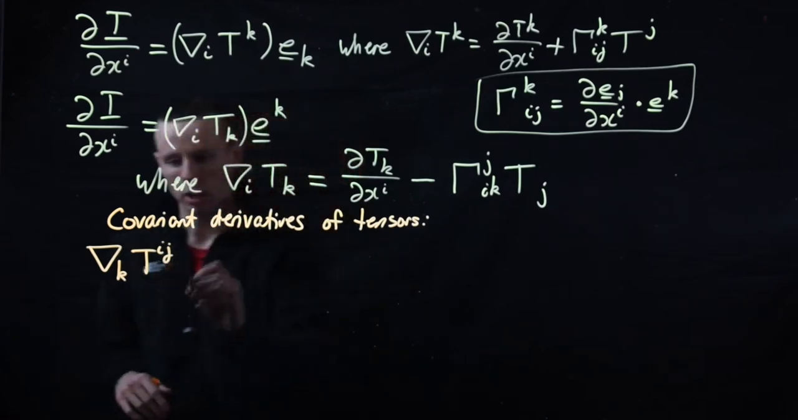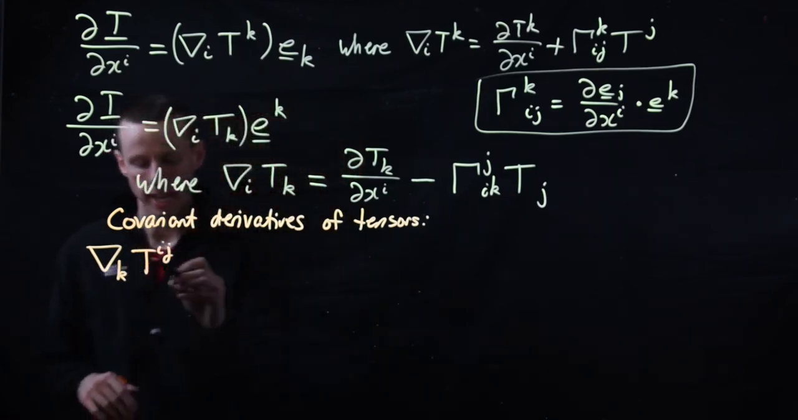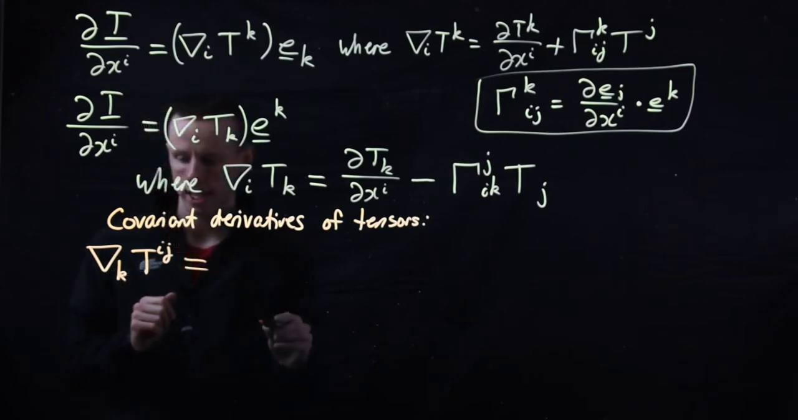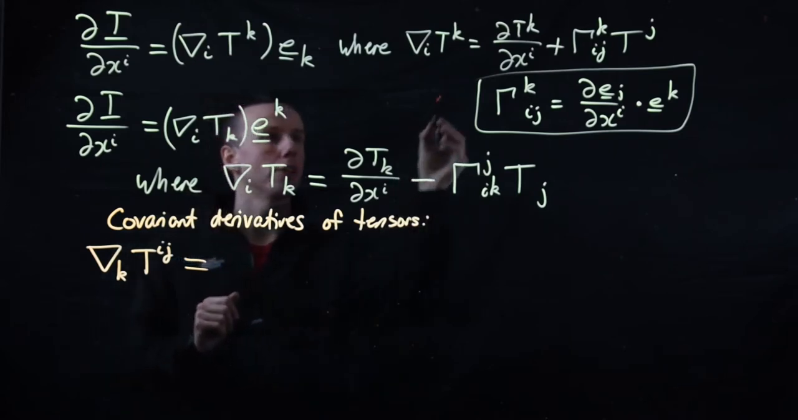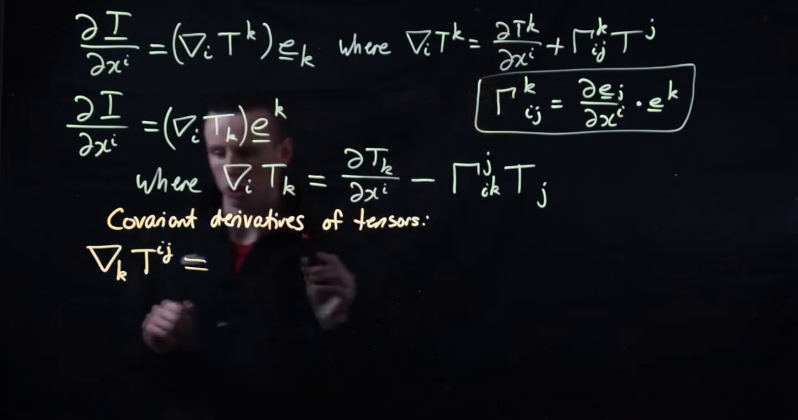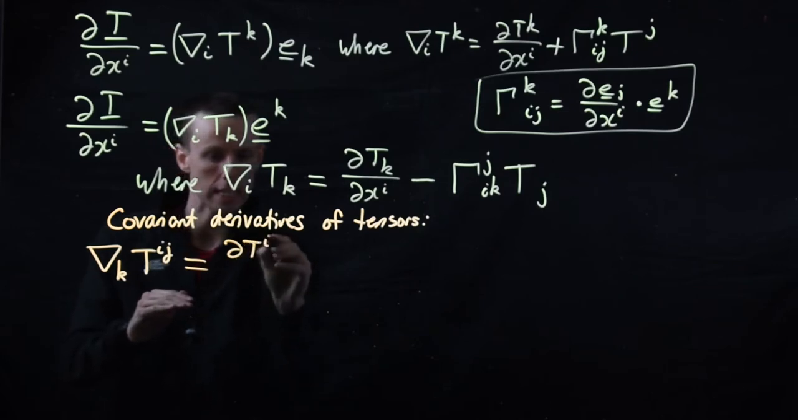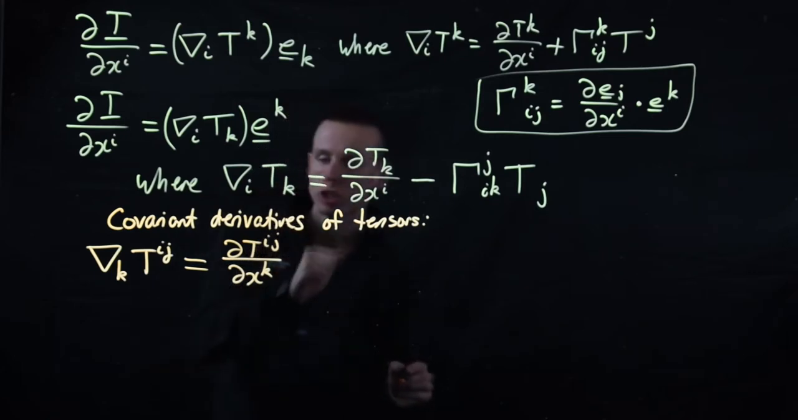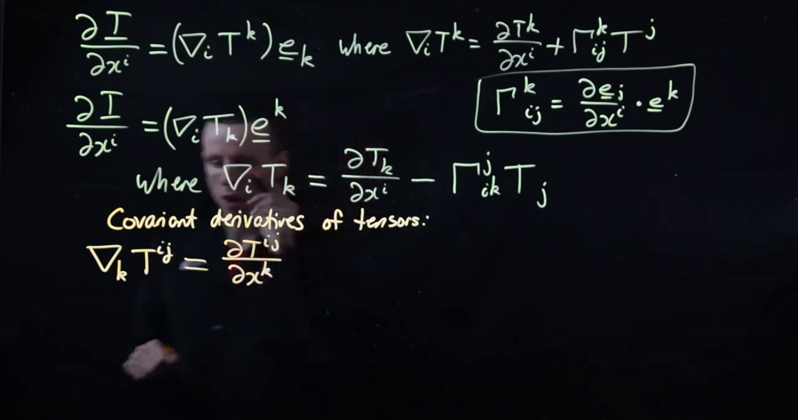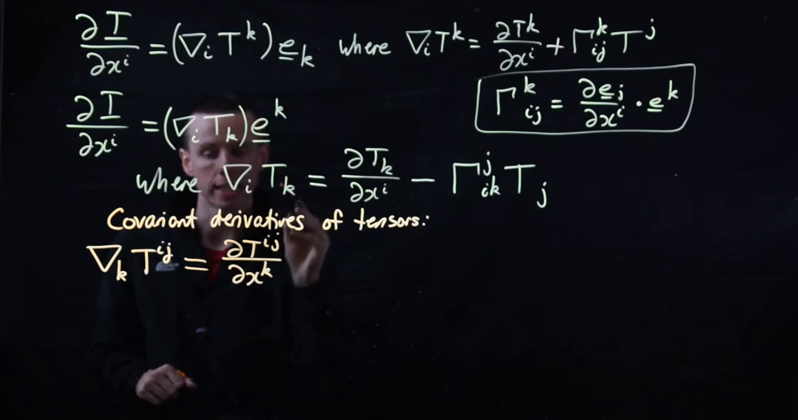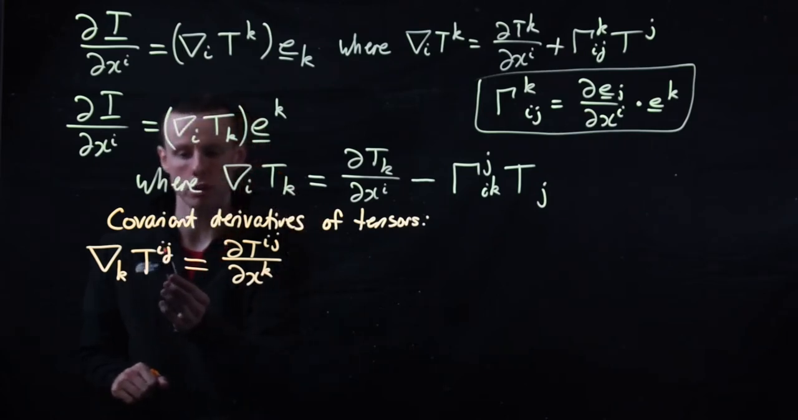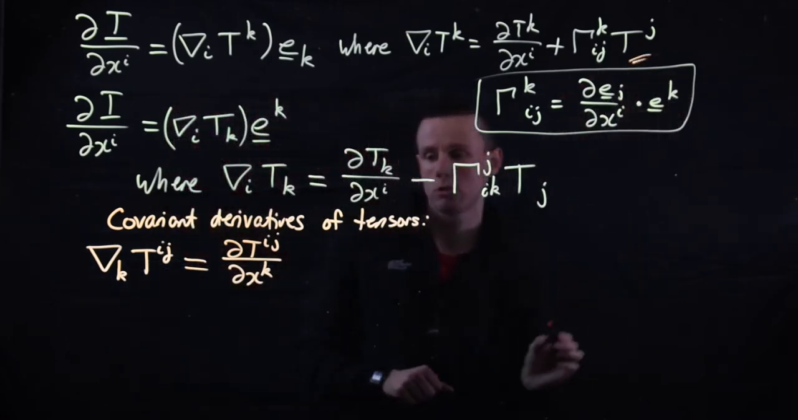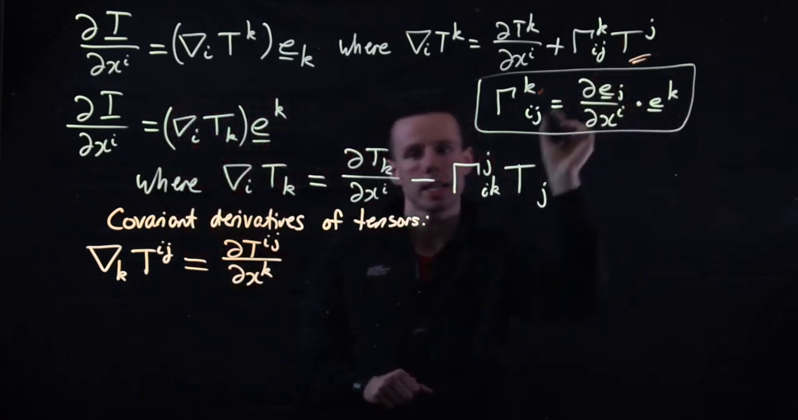Okay, so imagine we have a rank 2 contravariant tensor tij, and we want to take the covariant derivative with respect to xk. How do we do that? Well, the first term, again, is just the usual partial derivative. So it's just dtij by dxk. And here's how you do the rest of it. For each contravariant index on your tensor, and here there are two of them, you get an extra term like this, with a Christoffel symbol and a T and a plus sign.